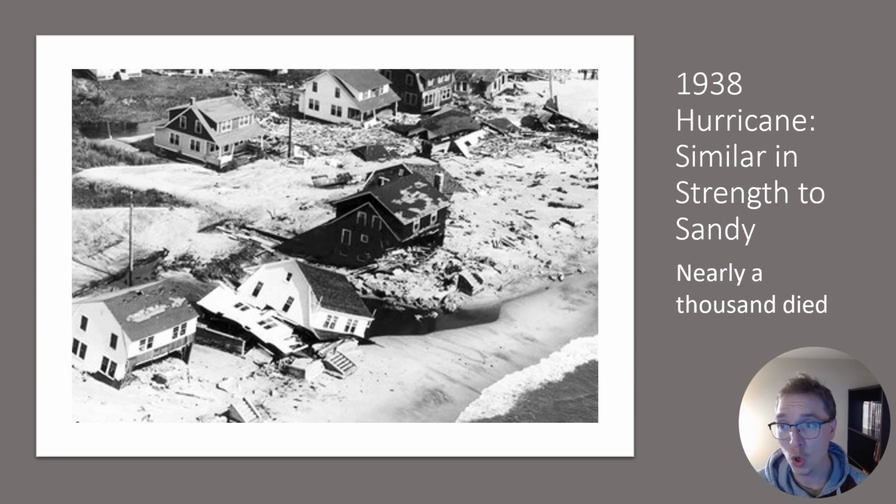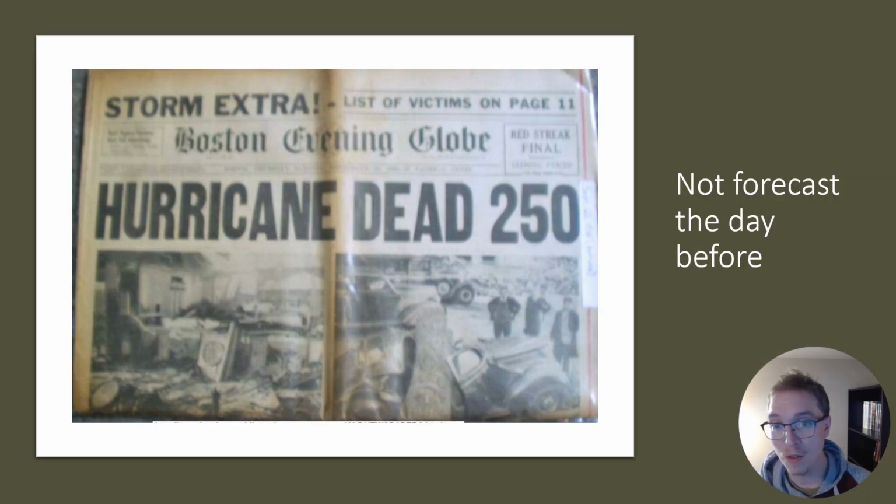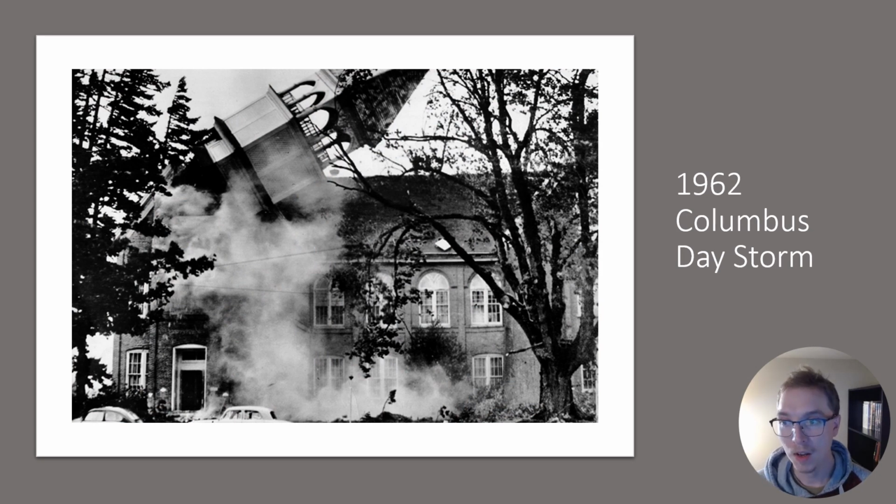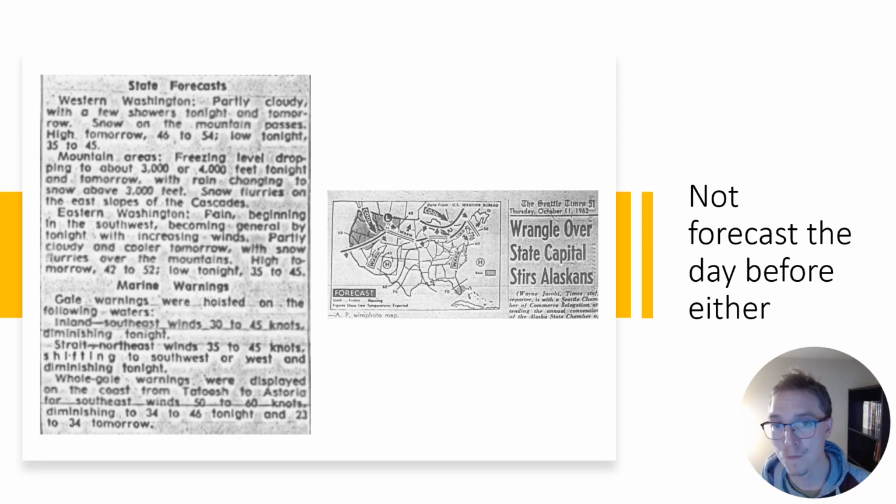We go back to 1938, a hurricane similar in strength to Hurricane Sandy, and nearly 1,000 people died. It wasn't in the forecast the day before because they couldn't have seen it coming. 1962, the Columbus Day storm, was also not forecast the day before. Again, infrastructure and transit were crippled, lives were lost, and there was no warning.